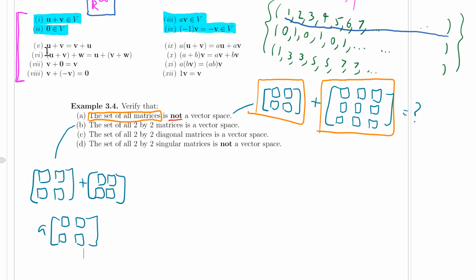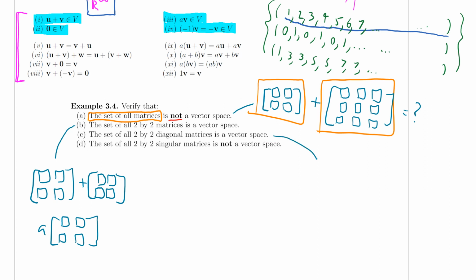I have the 0 vector, which is the matrix where the elements are all 0. I also have the negation of a matrix. I just change the sign of all the entries here. And it also has the rest of the properties. So the set of all 2 by 2 matrices is a vector space.